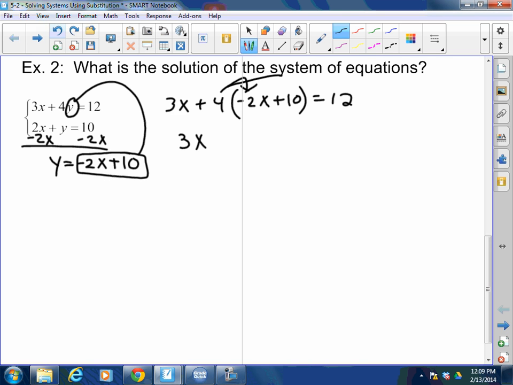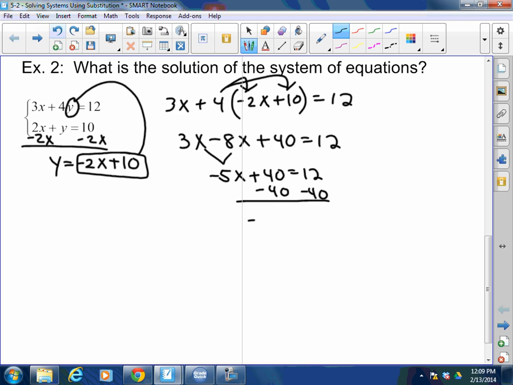3x, please remember to distribute. Minus 8x plus 40 equals 12. 3x minus 8x is negative 5x plus 40 equals 12. Subtract 40 from both sides. Negative 5x equals negative 28. Divide by negative 5. X equals 28 fifths. Leave it in improper fraction form. It's going to make your life a lot easier. Trust me. Because if you go to a mixed number and then you have to multiply it by something, you have to turn the mixed number back into the improper fraction anyways.